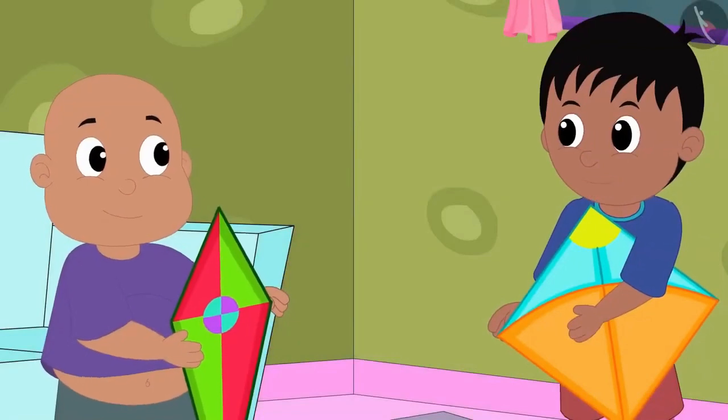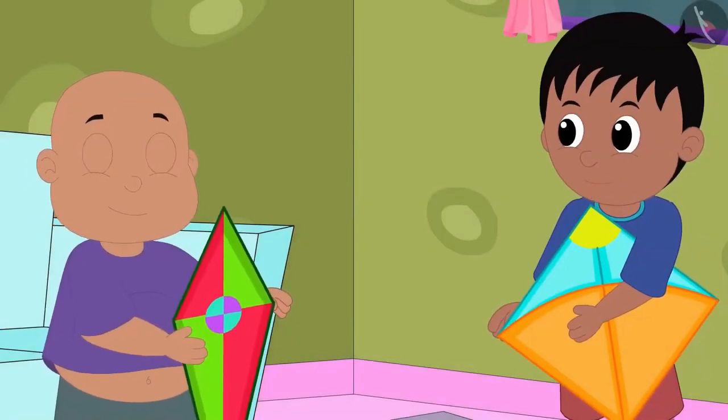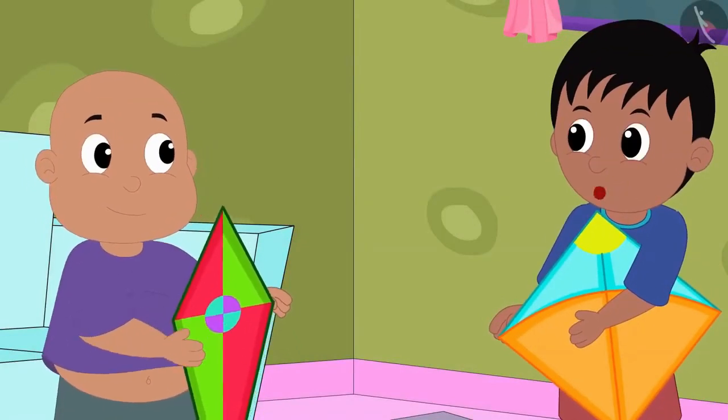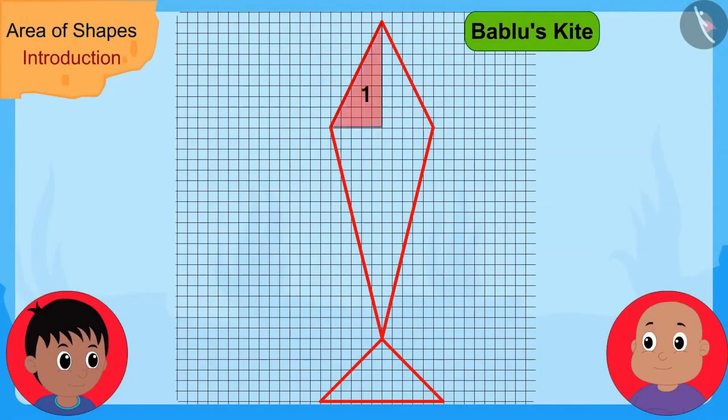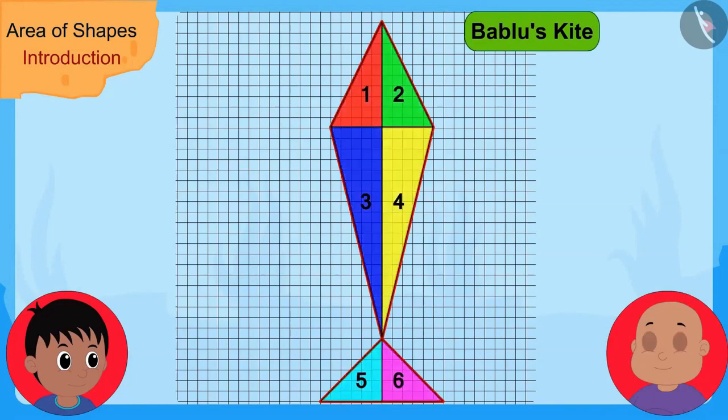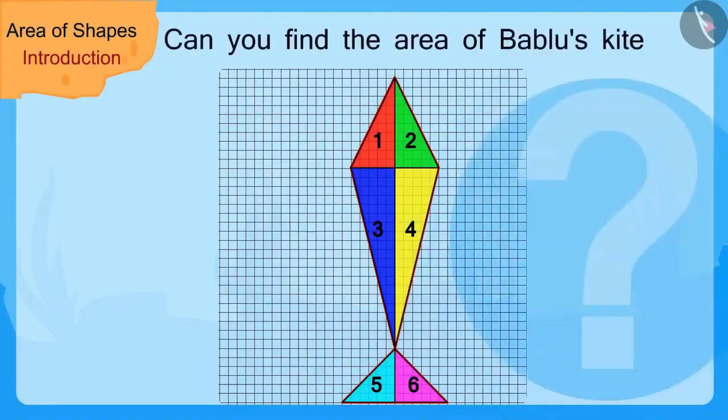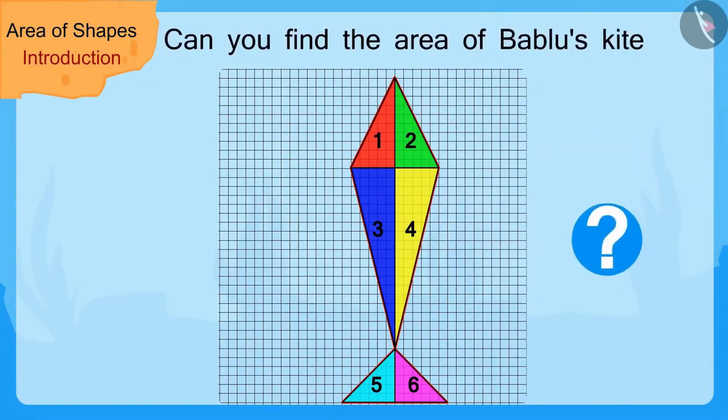Oh wow, Bablu, this is a very easy process. Let me use it now to find the area of your kite. Having said this, Raju drew such a triangle in the outline of Bablu's kite. Children, can you find the area of Bablu's kite by the process you just learned? If you wish to, you may stop the video and find the answer.